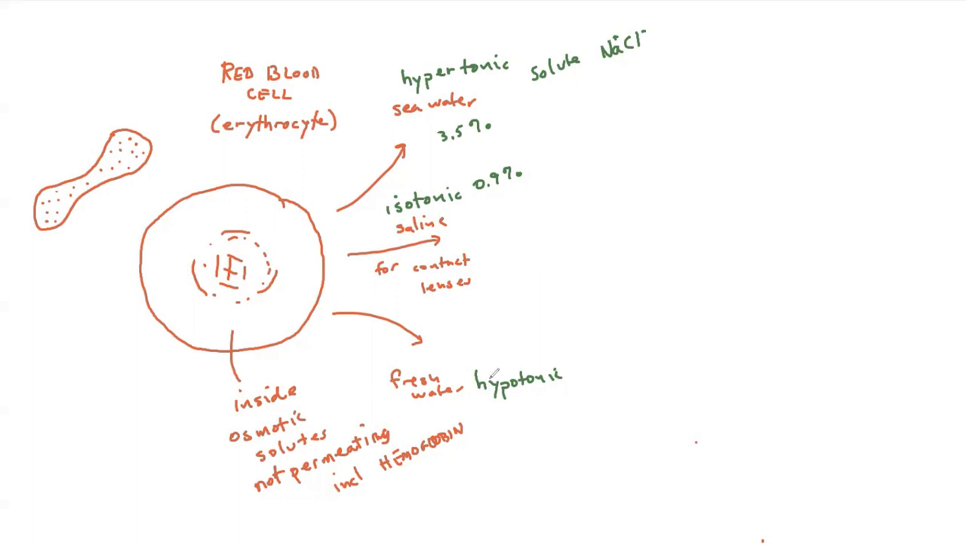And hypotonic fresh water is not salty at all. There might be a very, very tiny amount of salt, but it's going to be close to 0% NaCl.